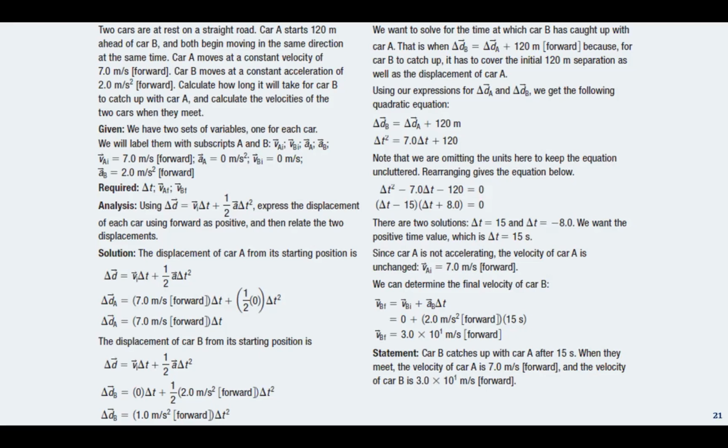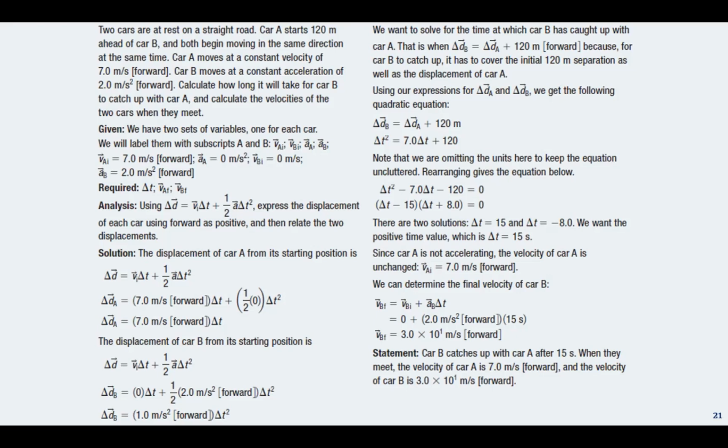Note that there are two solutions here. One of them is delta t equals 15. Unit is seconds. The second solution is delta t equals -8. So note here, delta t could not be a negative number in the real world problem, right? So we want the positive time value only. Therefore, we know delta t is 15 seconds.